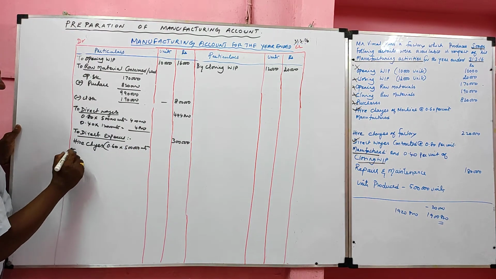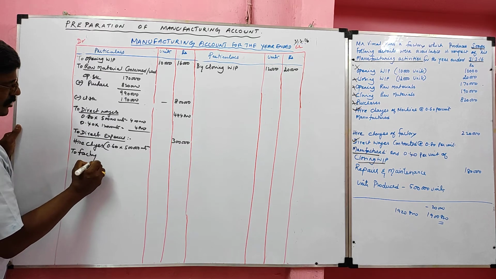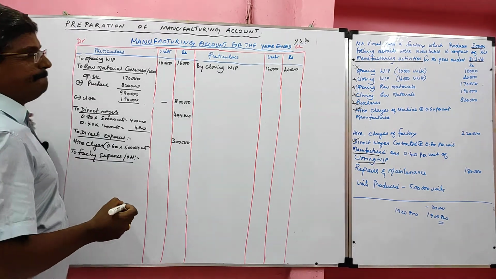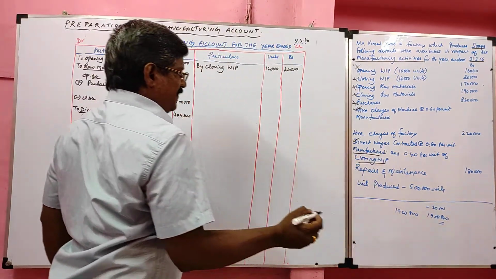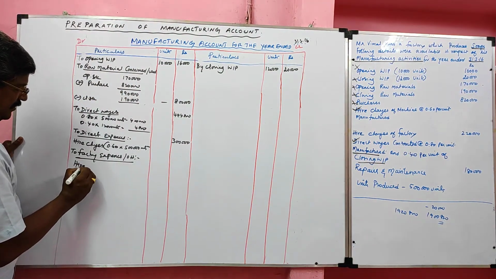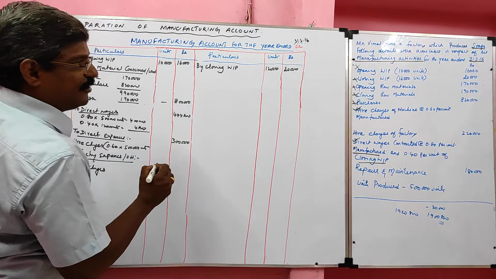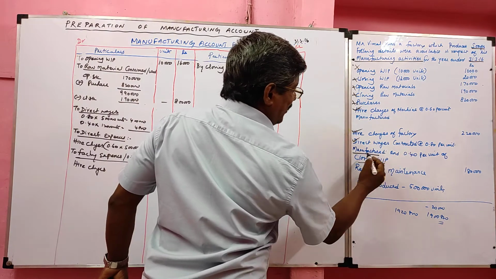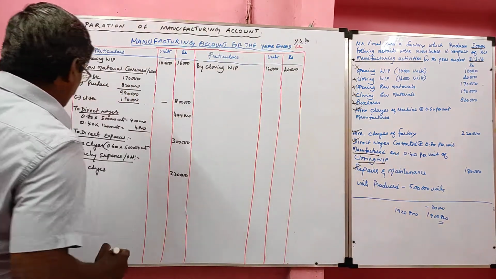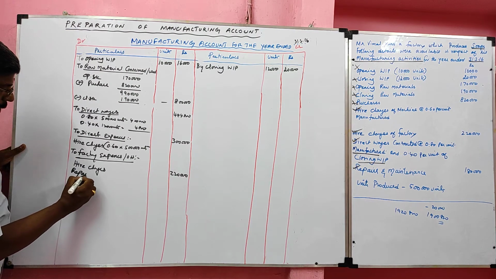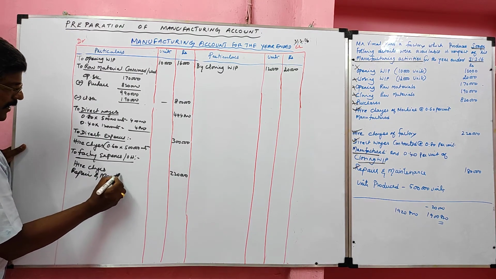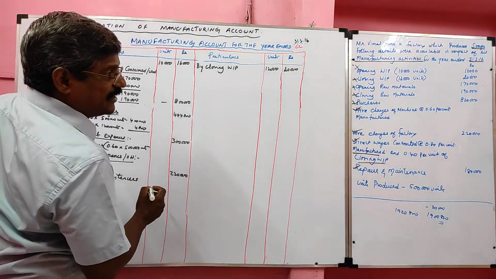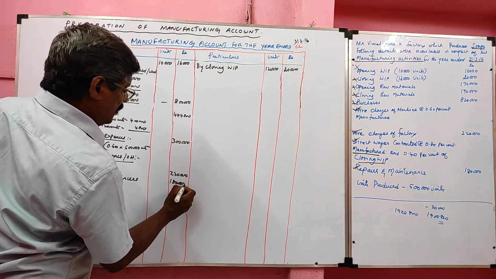Then factory expenses. So other expenses we can include in the factory expenses or factory overhead. So what are all remaining? Hire charges of the factory. Hire charges of factory how much? 2 lakh 20,000 we have taken, direct wages taken, repair and maintenance also included in the factory expenses. Repair and maintenance 1,80,000.